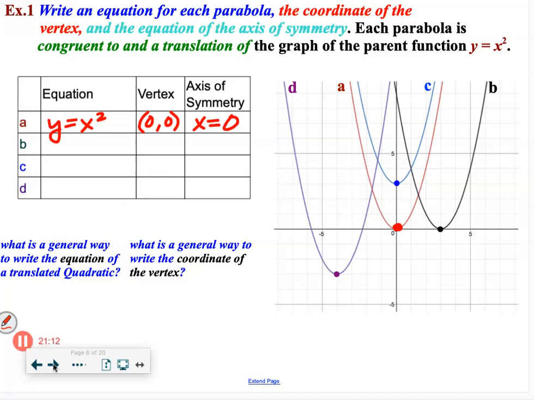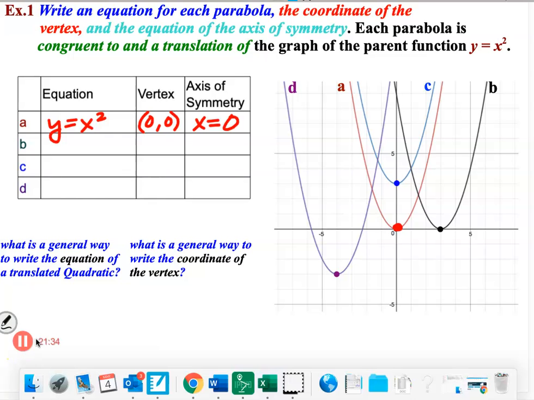What I want you to do right now in your groups, just stay sitting for a few. You just stood up. Okay. See if you can find equations for B, C, and D along with the vertices and the axis of symmetry. So take a couple minutes.